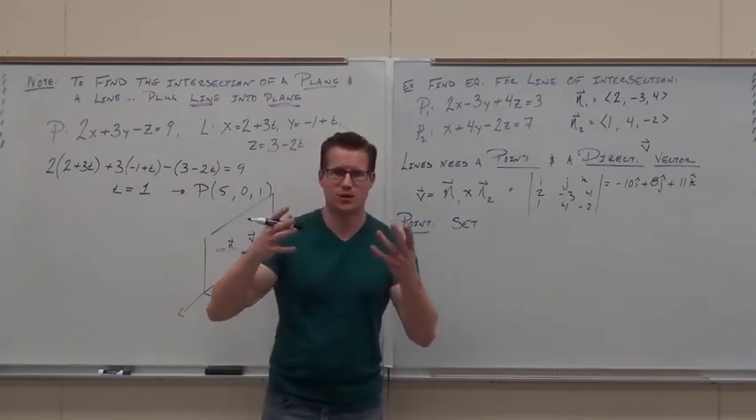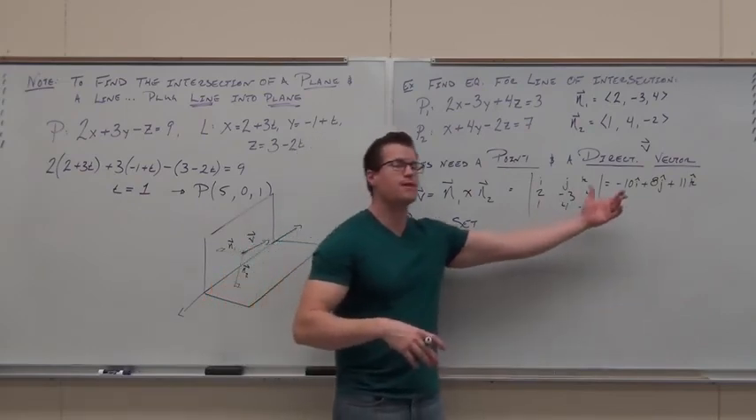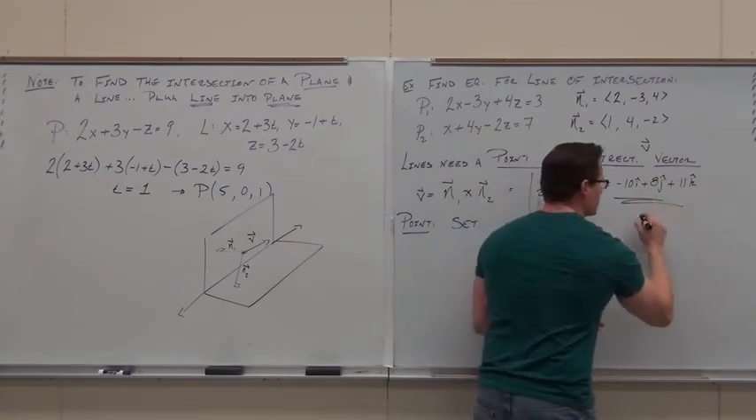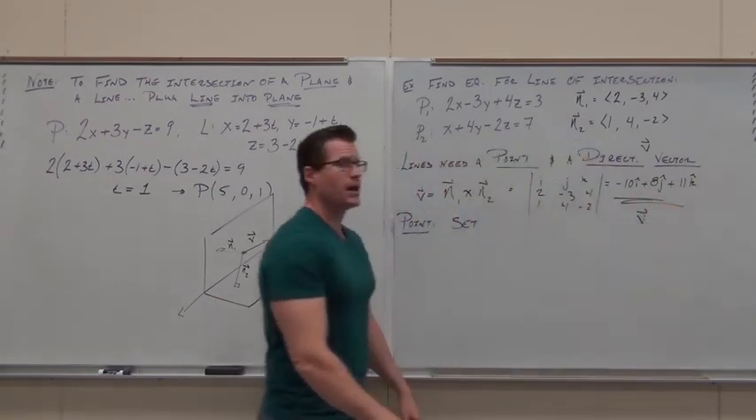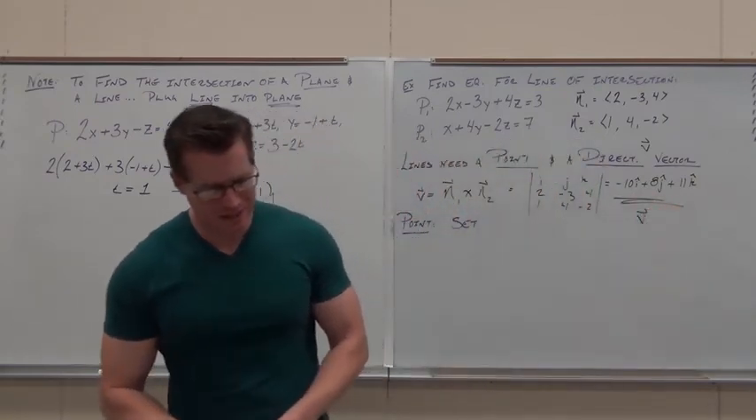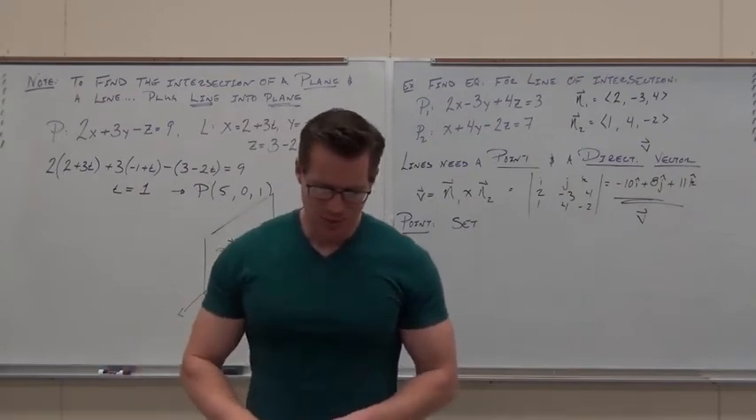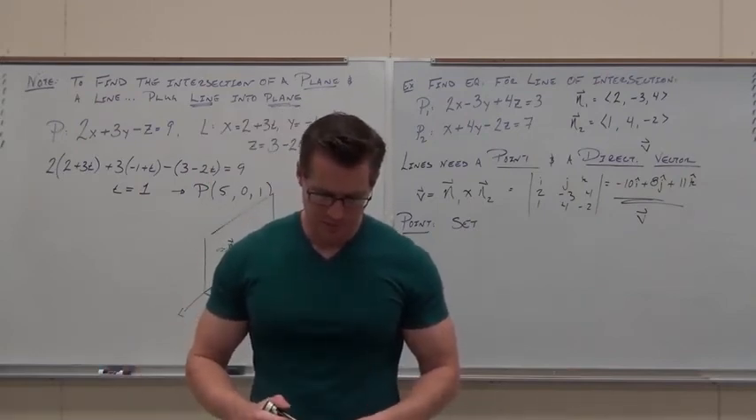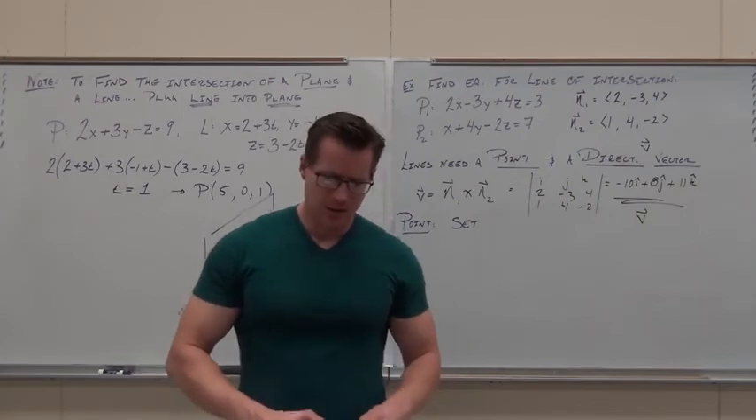Okay, we need two things for a line: a point and a direction vector. We have that now. This is my v. So that's not bad. Now the point. The point is really interesting. What do we do for the point?